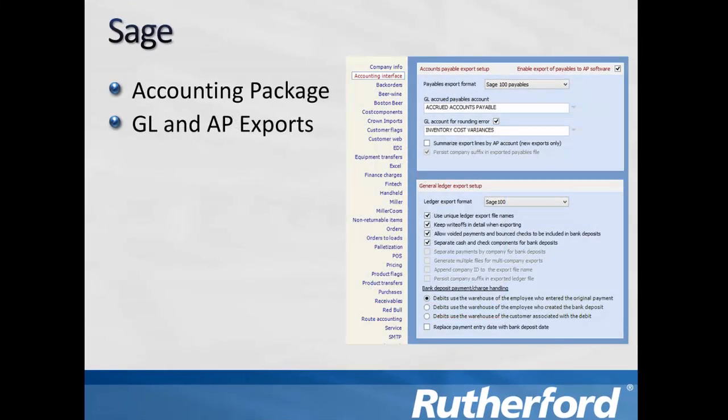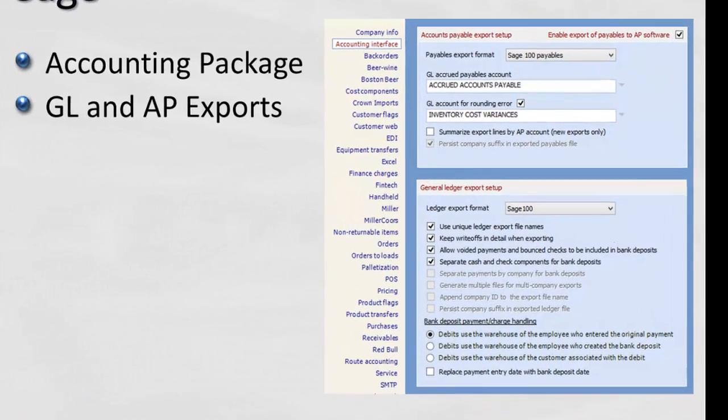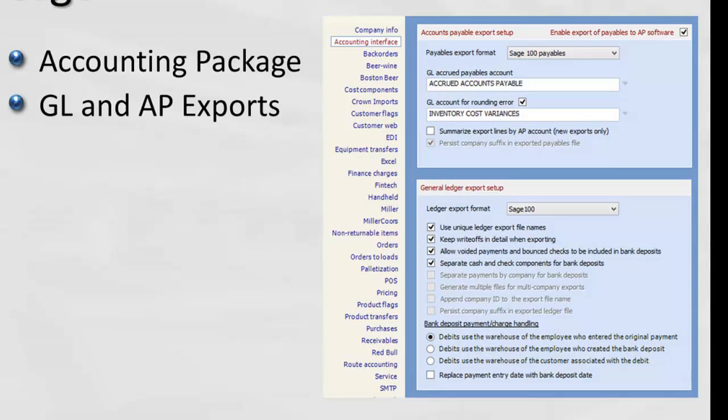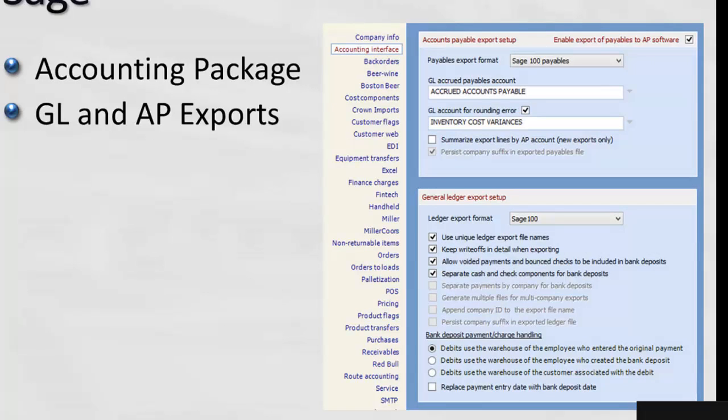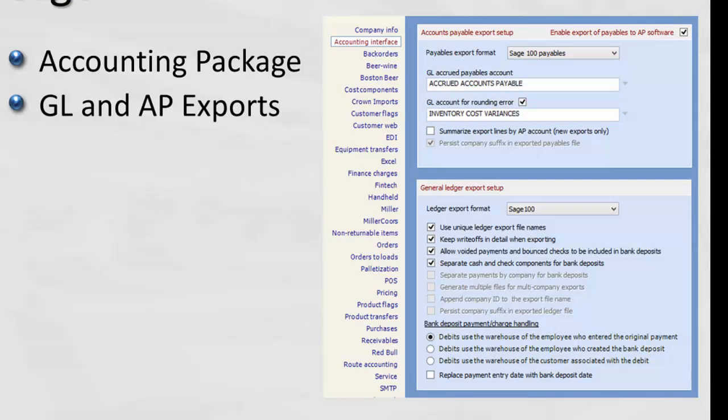Then we've also added the Sage accounting package. So Sage 100 now has a plugin for eoStar. This will allow both GL and AP exports, just like our other accounting packages do. At this time, they are currently flat files, though we are looking to add direct connect capability like we have with Great Plains.